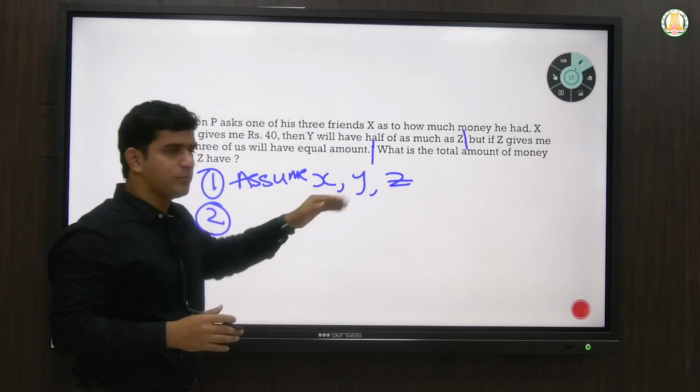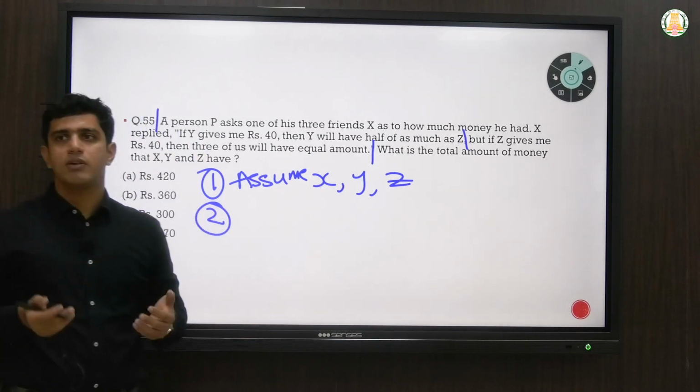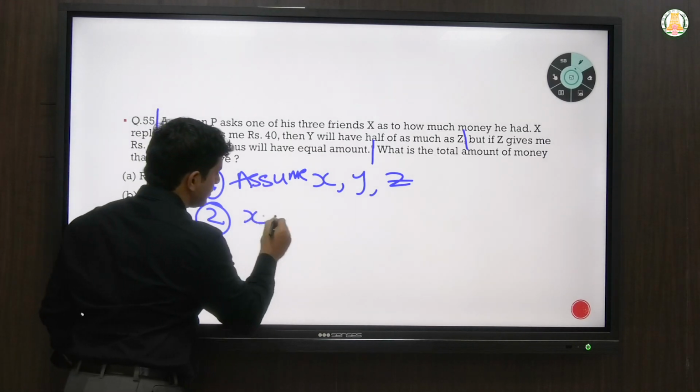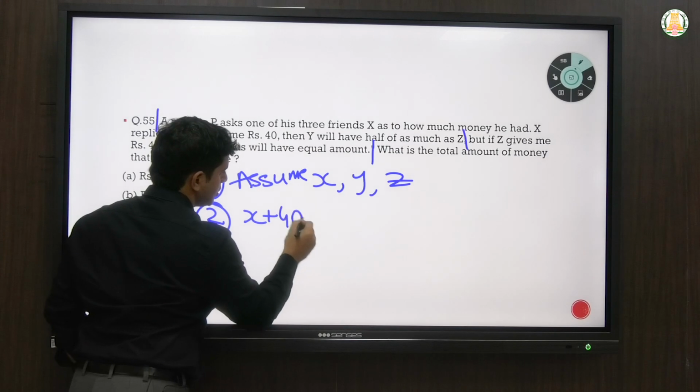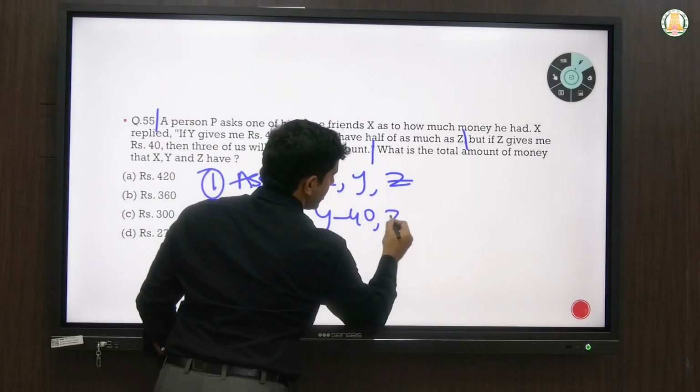Initially X had X rupees with them. Okay. So if Y gives X 40, what will X have now? X plus 40. And how much will Y have? Y minus 40. And Z will have the same money.